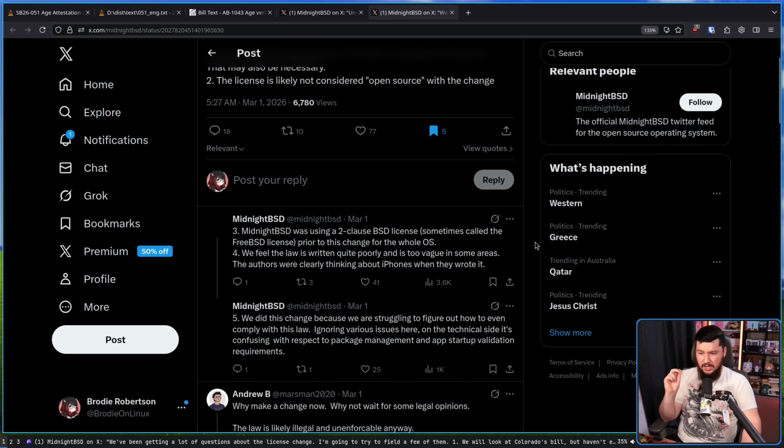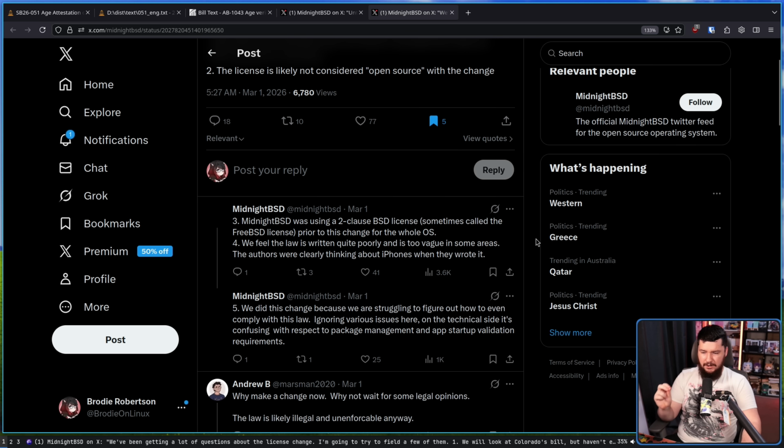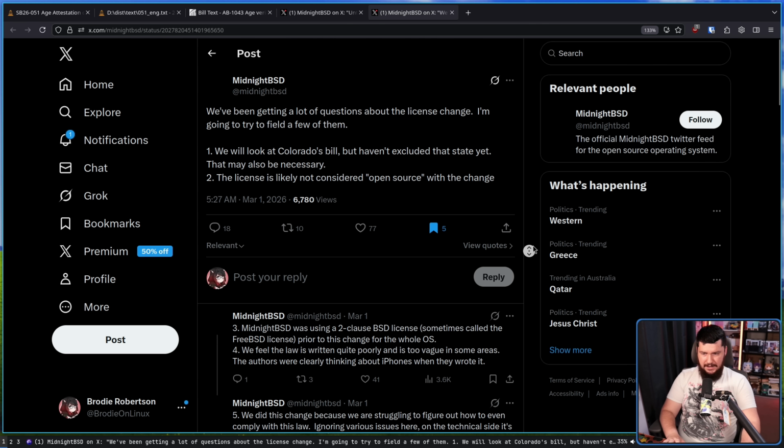We did this change because we are struggling to figure out how to even comply with this law. Ignoring various issues here on the technical side, it's confusing with respect to package management and app startup validation requirements. Do keep in mind that MidnightBSD and the developers of this project are not lawyers. I'm not a lawyer either, but a lot of the responses being taken to this change are from people who are not lawyers, who are just trying to work out what the hell do they do? How do I comply with this? How do I make sure I do not get fined?